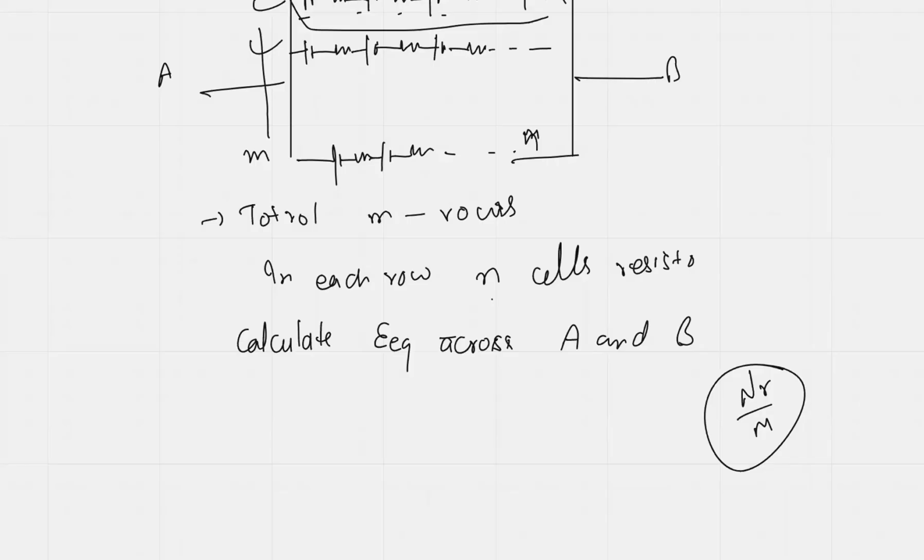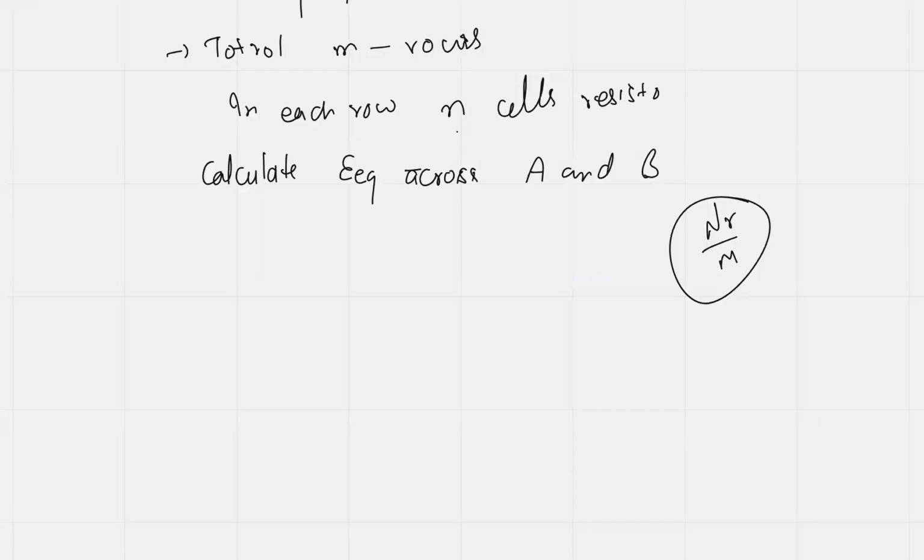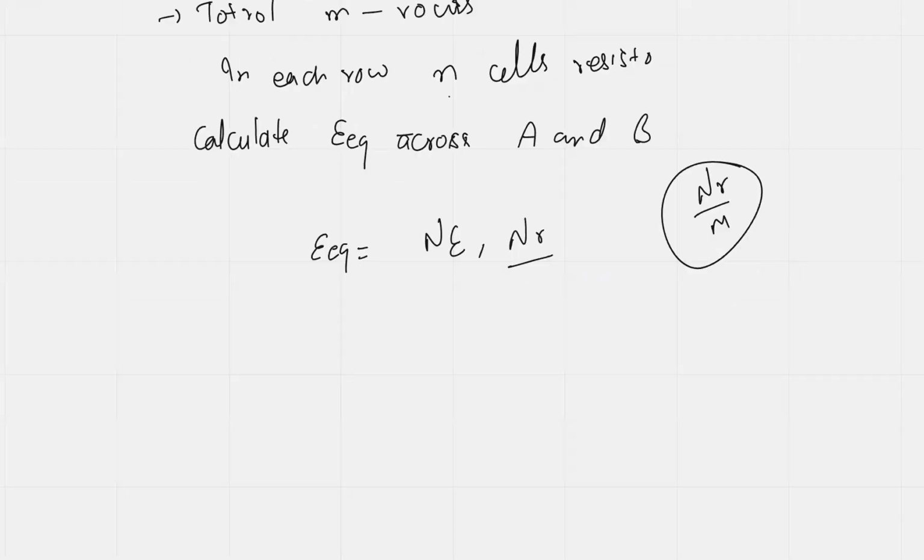Sir, can you solve it? Yeah, sure. But if you see in the series case, what you're getting is n times, right? So you can simply say that E equivalent in series is equal to n times E, because all of them are the same, and n times R, right? When you take the same thing into the parallel, you now have n times of the parallel combination where you have E, nR, and the same thing n times.